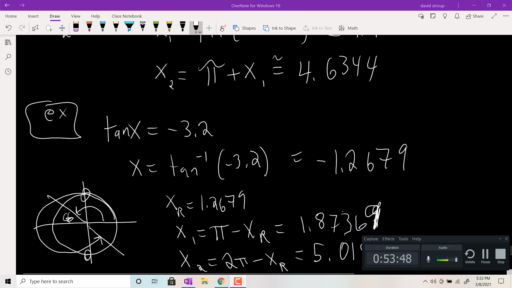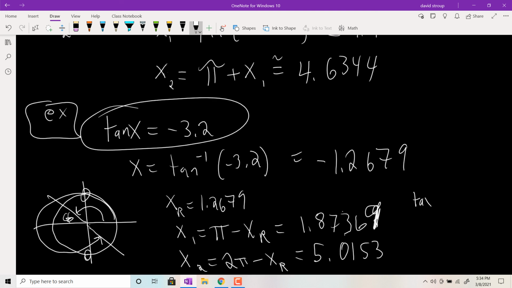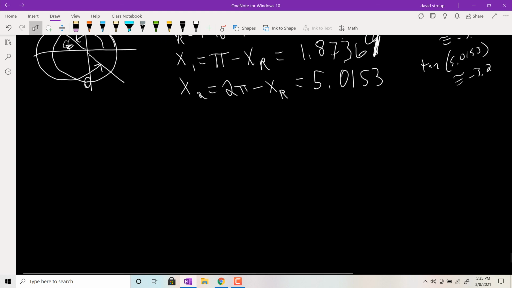I'm going to pause it and check it. So how did I check it? What I did was just go back to this original equation and plug them in. So tan of 1.87369, and make sure that's about negative 3.2, which it is. It's like negative 3.19999. And then I try tan of 5.0153 and make sure that's about negative 3.2, which it is. They're both approximately equal to those. Okay, one more, I promise, and then we're done.